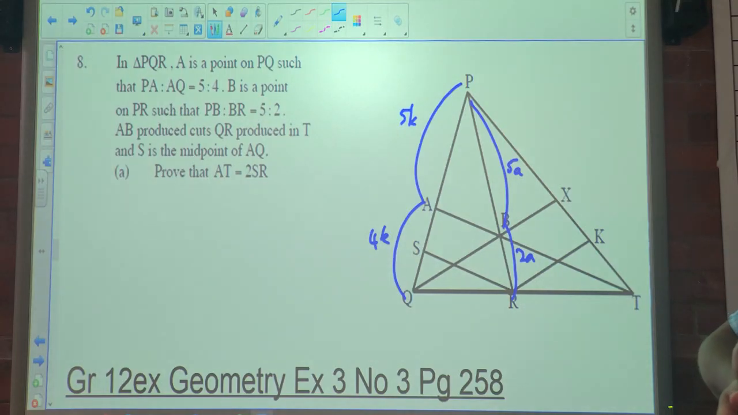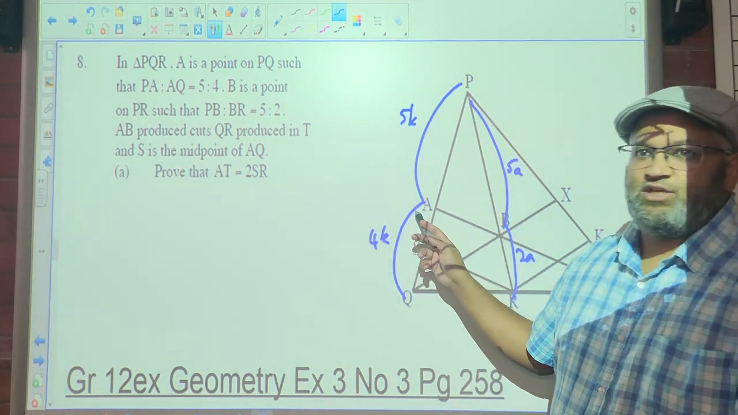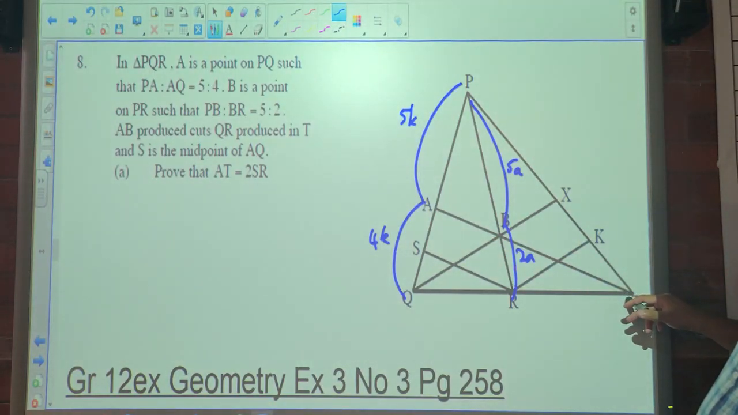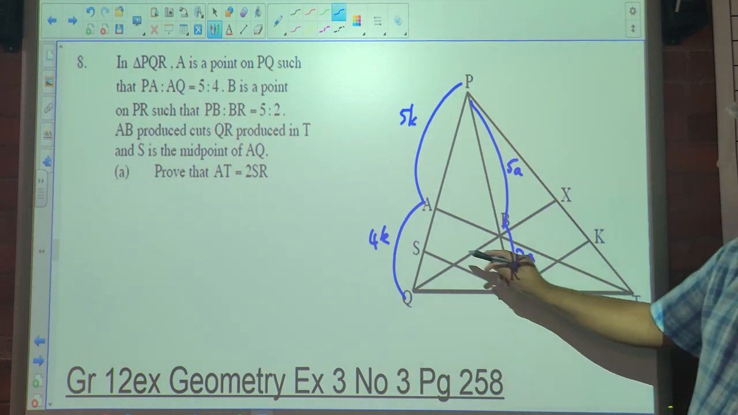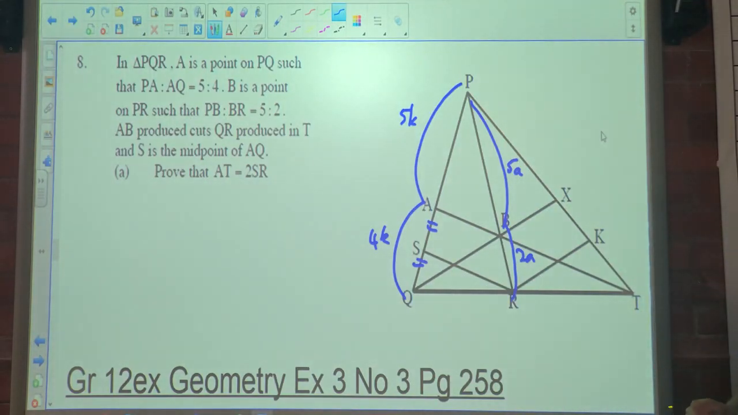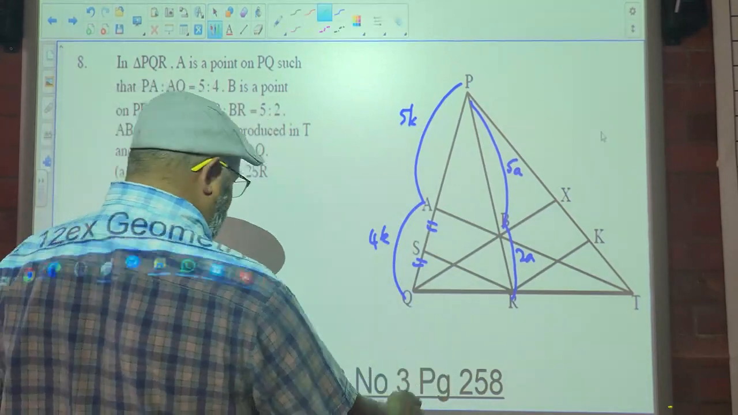AB produced cuts QR at T. You see, it's not saying produce its own length, it just says produce, which means to extend to meet QR at T. And S is the midpoint of AQ, so that length is equal to that length there. You all see that? S is the midpoint of AQ, yes. Prove that AT is twice SR.